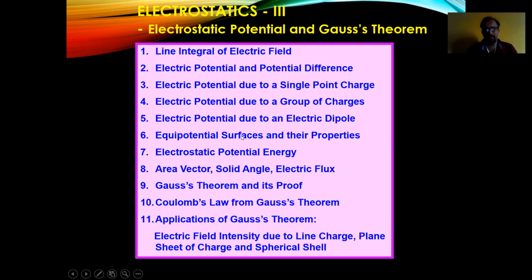The potential due to a group of charges, these few topics, and here area vector, electric flux, these have already been discussed. Gauss theorem, along with Coulomb's law and Gauss theorem, these topics were covered in our chapter 1. Okay, so in this slide we will cover topics 1 to 5. From equipotential surface I have already covered in chapter 1. So let's continue with this.